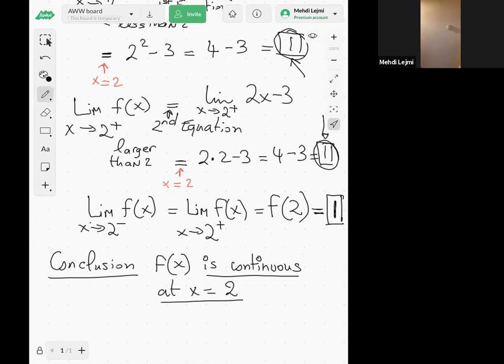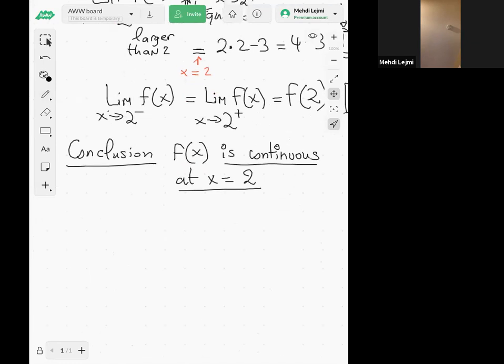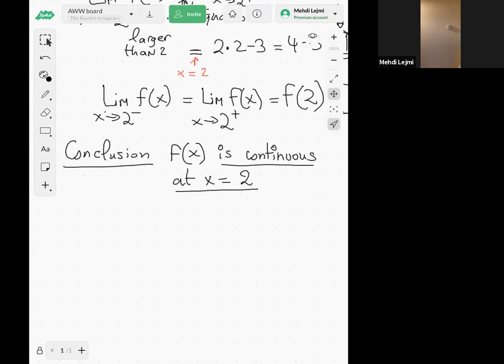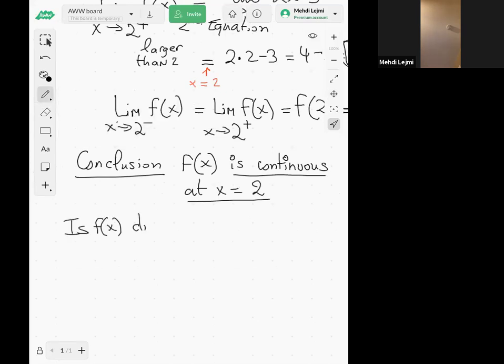Two. Now, as you said, for differentiability at x equal to 2. Okay, so now we're going to move to the differentiability, right? So the question now is, is f of x differentiable at x equal to 2? So you have to find this f prime of 2.